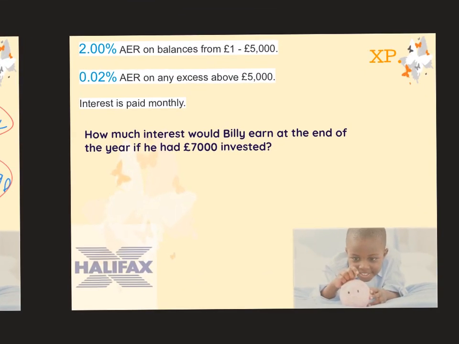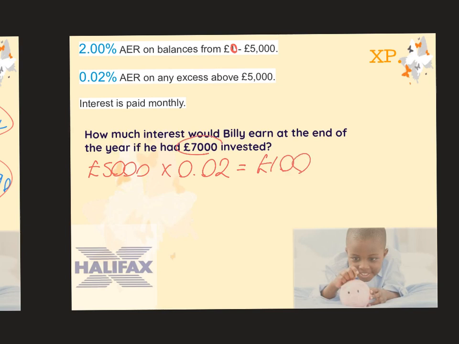Right, and then lastly, it's just looking at the 2 different percentages depending on your balance. So anything up to 5,000 is 2%, but anything above that is 0.02%. So how much interest would Billy earn at the end of the year if he had invested £7,000? So for the £5,000, just for easiness, I'm going to do that from 0 to that 5,000. You can multiply that by 0.02 to figure out how much interest he would get on that. So he'd get £100 interest for the £5,000.